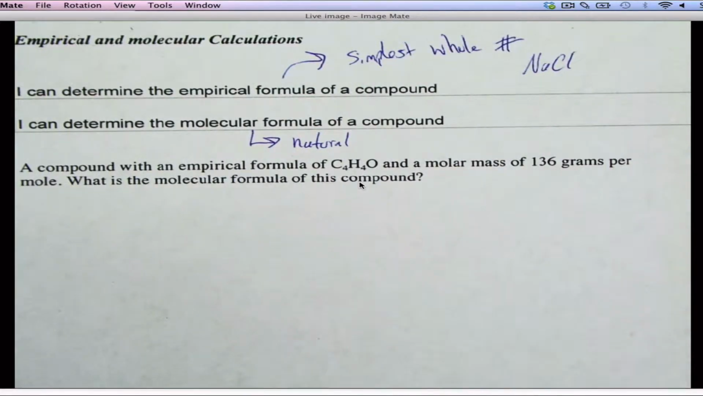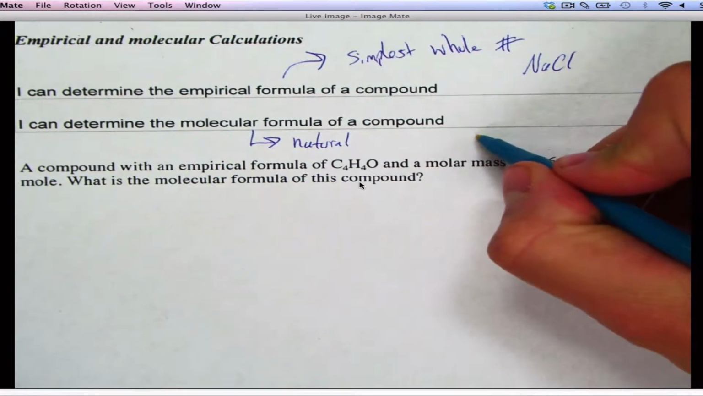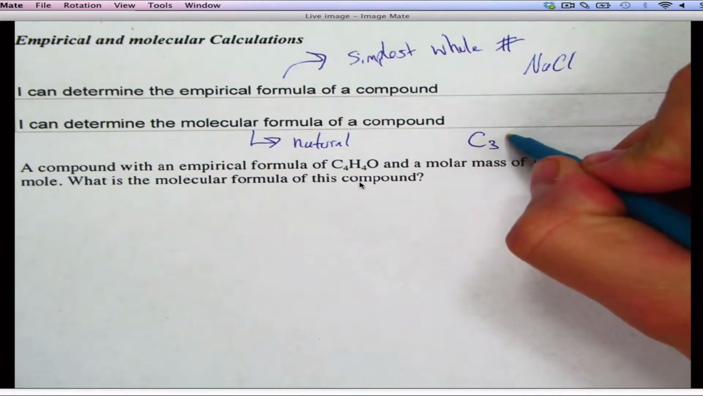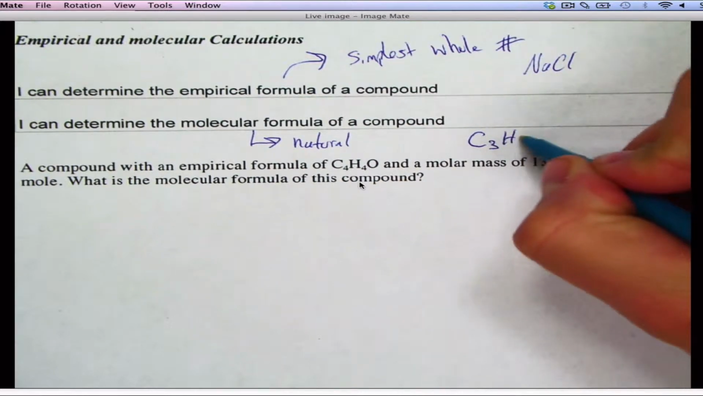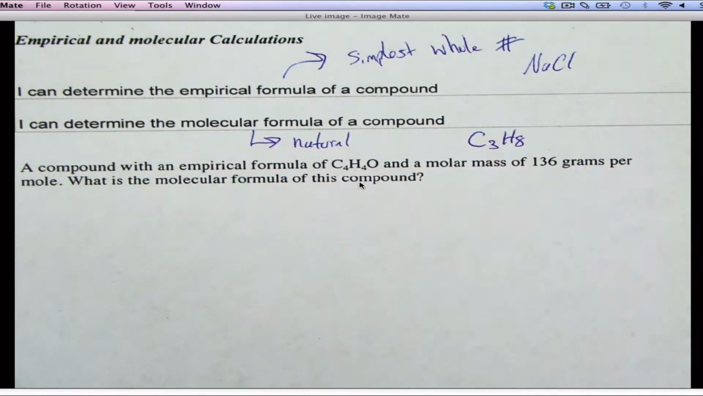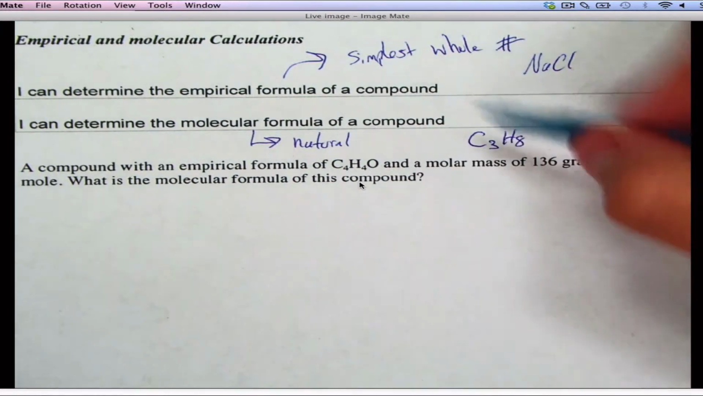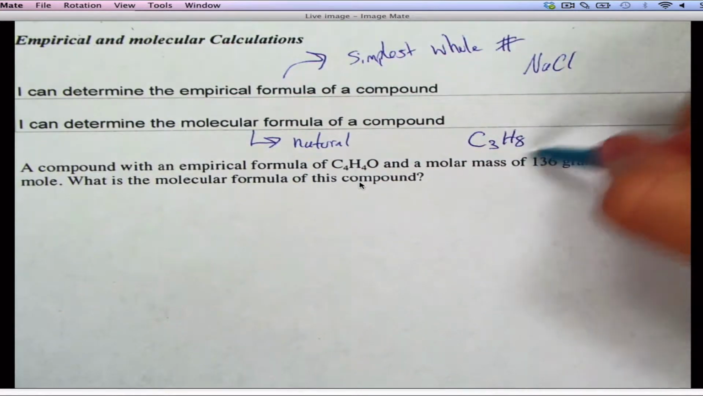Say, for example, propane. Propane is a fuel we use mostly for grills and things like that, and sometimes for houses. The propane formula is C3H8. Is that the empirical formula? The answer is yes, this is actually an empirical formula. This one can't be reduced.